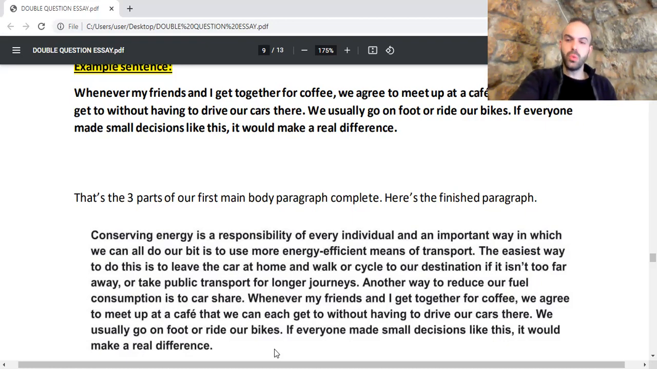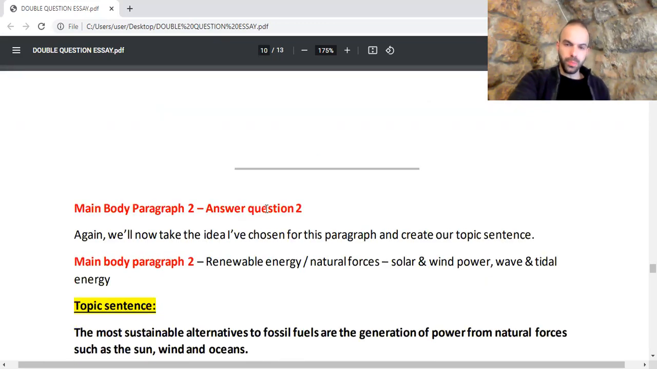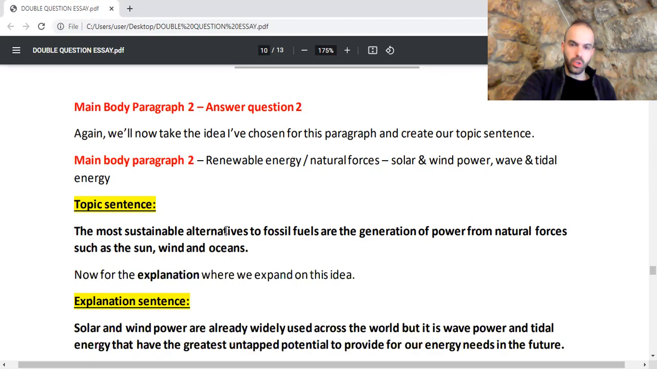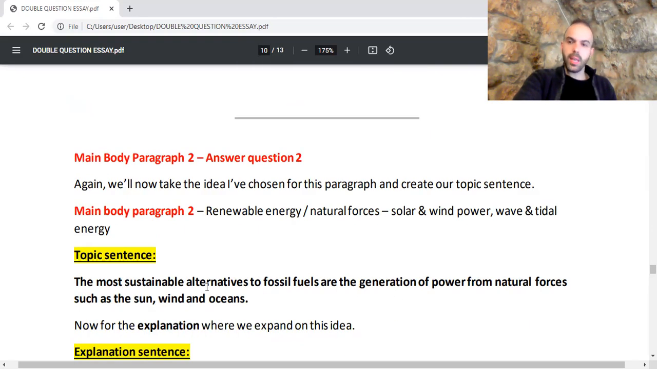Okay, so now let's move to main body paragraph 2, which is the answer to the second question. Again, we will take the idea I've chosen for this paragraph and create our topic sentence. Main body paragraph 2 has to be about renewable energy, natural forces that are solar and wind power, wave and tidal energy. So now let's see the topic sentence. The most sustainable alternatives to fossil fuels are the generation of power from natural forces such as the sun, wind, and oceans.